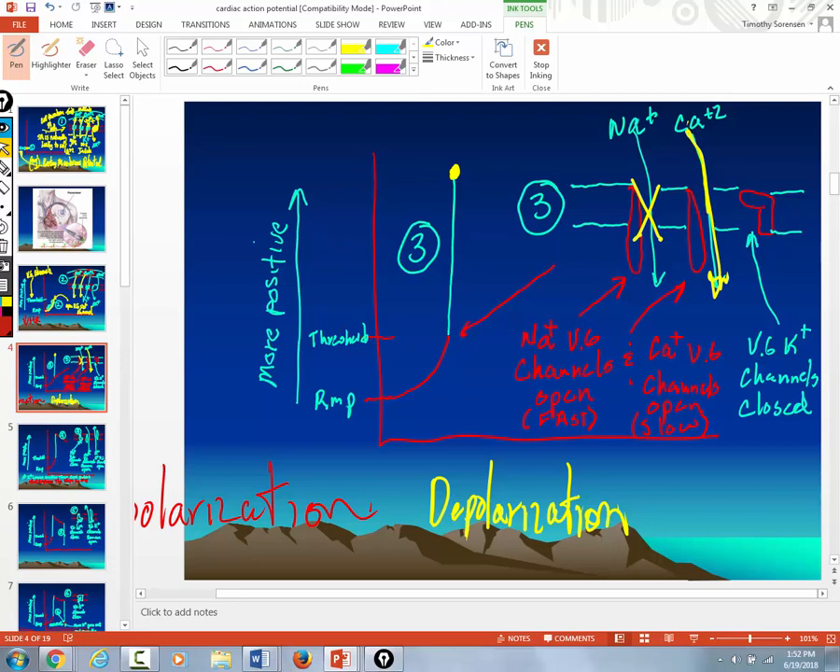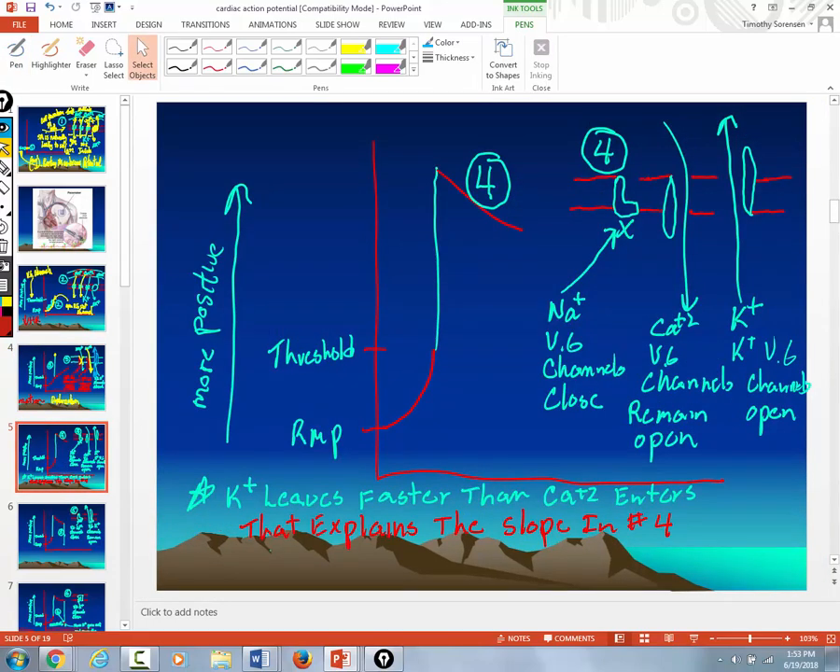The voltage-gated calcium channels remain open. And the voltage-gated potassium channels now open. And when you open up voltage-gated potassium channels, potassium from inside the cell floods out. So what will happen is this. Watch. The voltage-gated sodium channels are closed. The voltage-gated calcium channels remain open. And the voltage-gated potassium channels open.